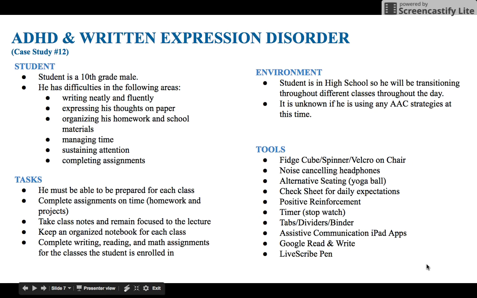Lastly, the student with ADHD is a 10th grade male. He has difficulties in the following areas: writing neatly and fluently, expressing his thoughts on paper, organizing his homework and school materials, managing time, sustaining attention, and completing assignments. The student is in high school, so he'll be transitioning throughout the day to different classes. It is unknown if he's using any AAC strategies at this time.